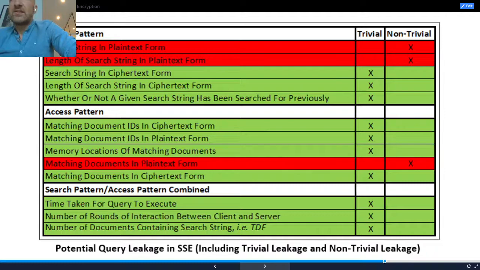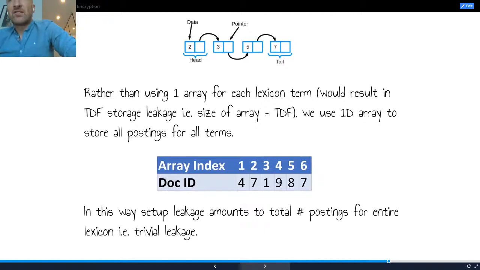Rather than using one array for each lexicon term, we use a 1D array to store all the postings for all the terms. There's our array index for document IDs. This way, the setup leakage amounts to the total number of postings for the entire lexicon, and this is trivial leakage. This does not give much away.